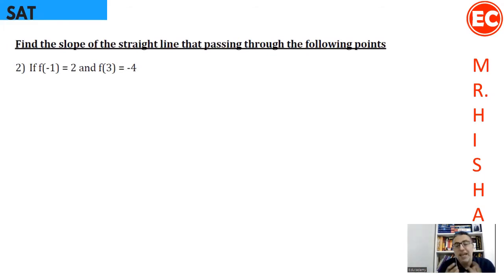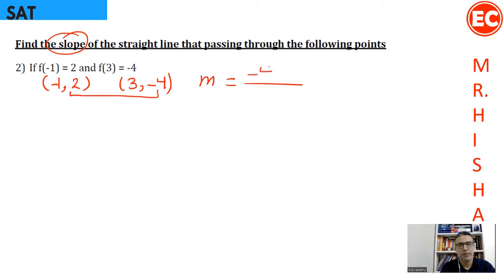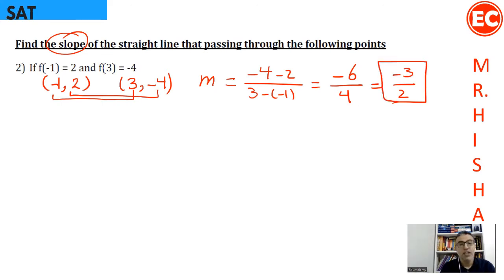What if the given is in the form of the function: f of negative 1 is equal to 2 and f of 3 is equal to negative 4? Directly, I change this form into ordered pairs. So negative 1 is with 2 and 3 is with negative 4. How can I find the slope? So negative 4 minus 2 over 3 minus negative 1. So it's negative 6 over 4, which is equal to negative 3 over 2. Notice that if I have a function equal to a number, I can write it as an ordered pair.